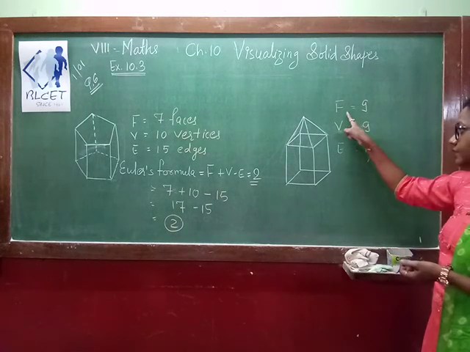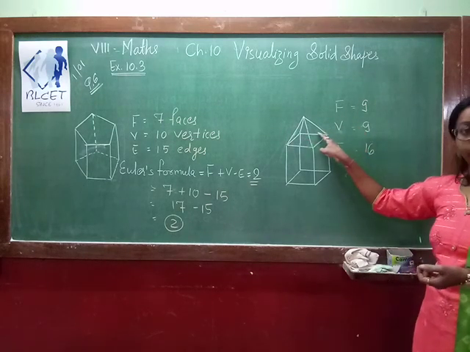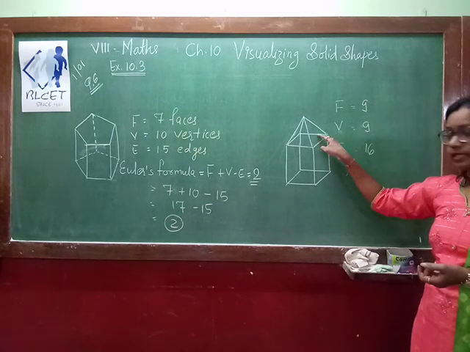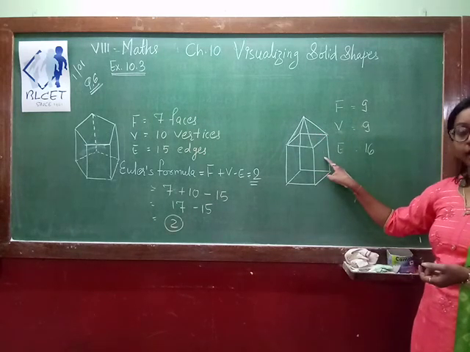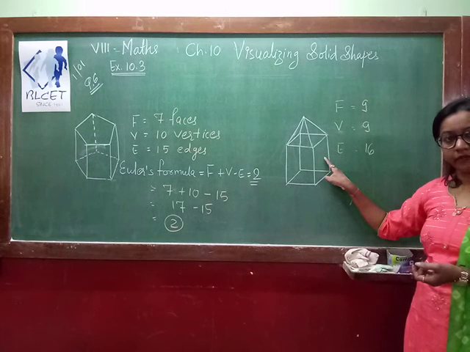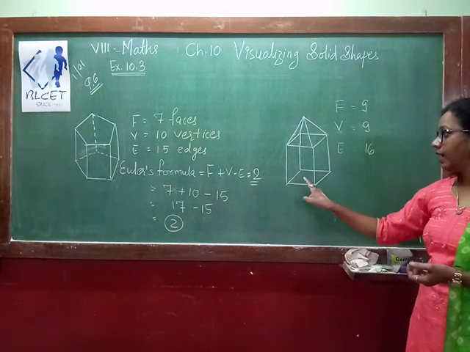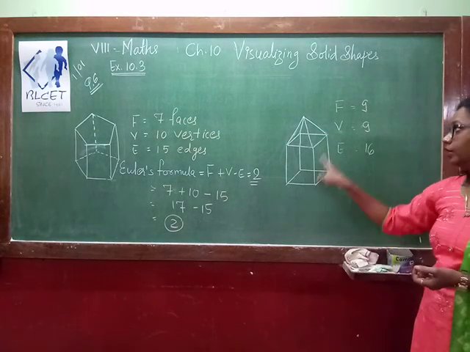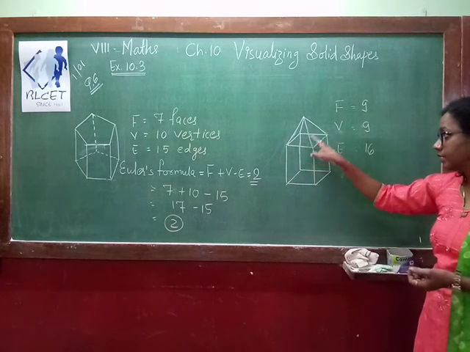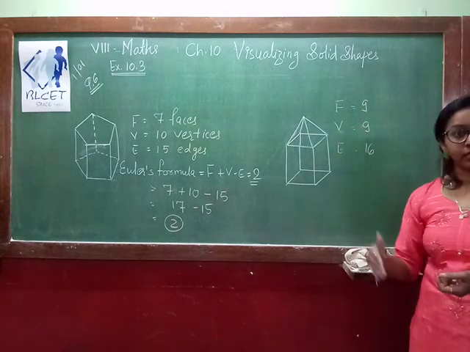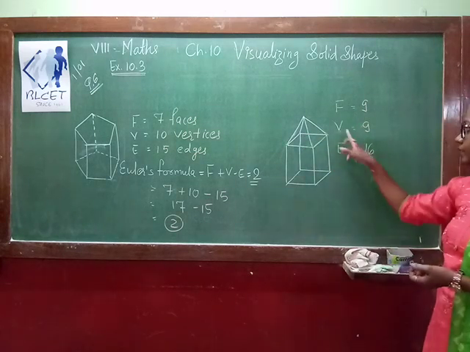How many faces? 4 for the pyramid, 4 faces. 4 for this square cuboid, lateral surfaces, 4 plus 4, 8. And 1 is your bottom. So total faces 9. Don't consider the faces which are not visible.